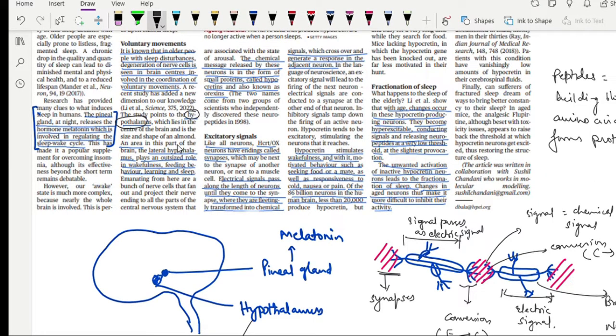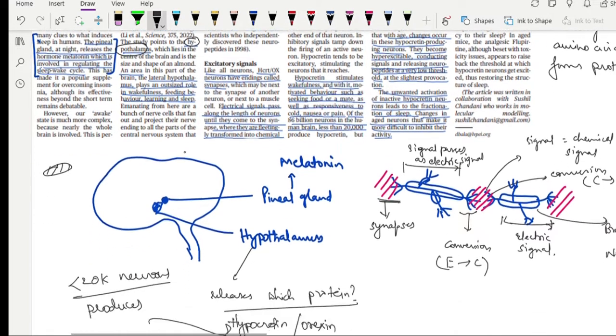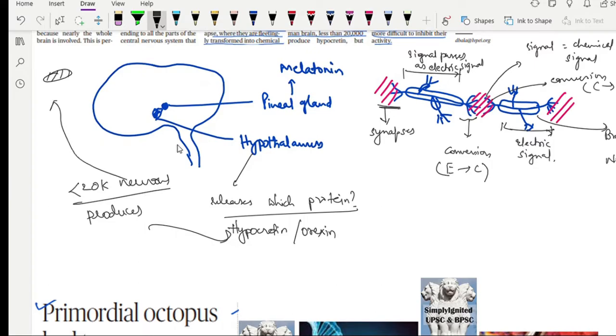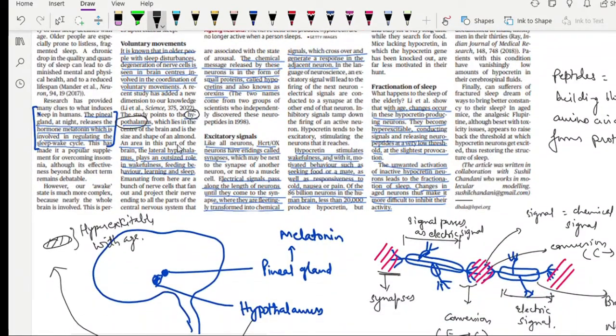They become hyper excitable. This we have done. Now what happens is that these neurons become hyper excitable with age, and this leads to production of these hypocretin, and this leads to unwanted wakefulness in these elder people. Okay, it leads to fractionated sleep. The change in aged neurons thus makes it more difficult to inhibit their activity.